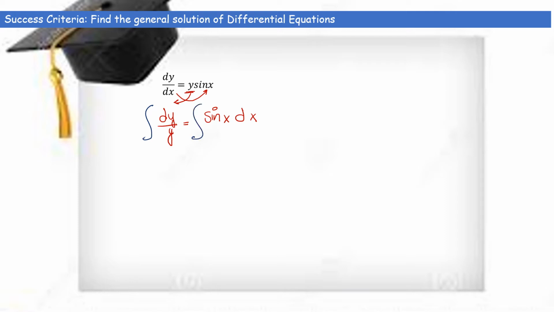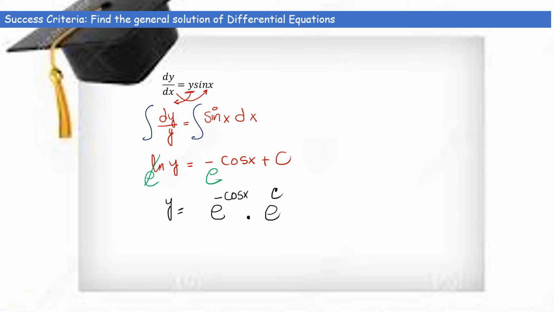So for dy over y, we know that the antiderivative of 1 over y dy is ln of y equals the antiderivative of sine, which is negative cosine x plus c. Remove the ln by raising the power of e. So we will get y equals e to the power of negative cosine x, times e to the power of c.